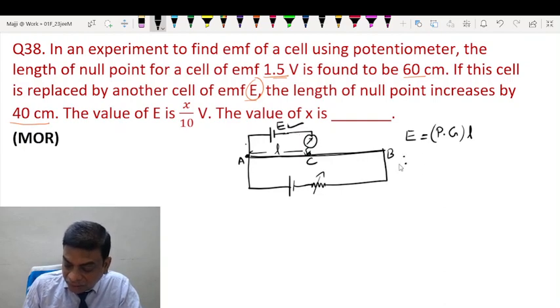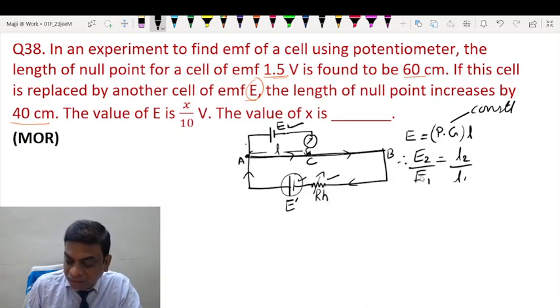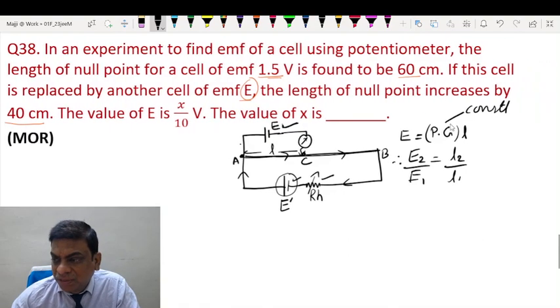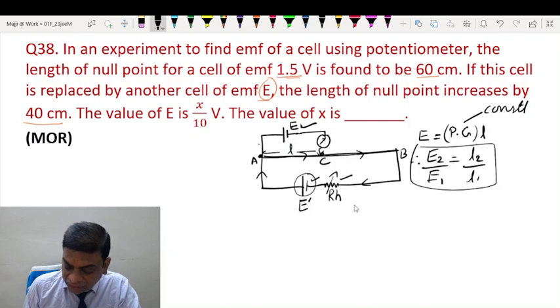Okay. So based on that I can write E2 by E1 is equal to L2 by L1, assuming that the potential gradient is constant. Unless and until we disturb these two things, that is the EMF of the battery which is providing current to the potentiometer wire and the resistance of the rheostat, the potential gradient will not change. So in most cases, the potential gradient remains unchanged, so the EMF will be proportional to the balancing length. So that's all. So let us solve this.